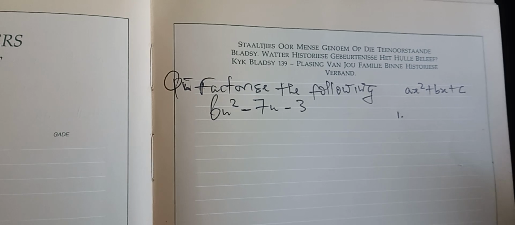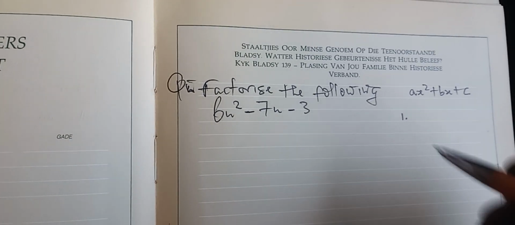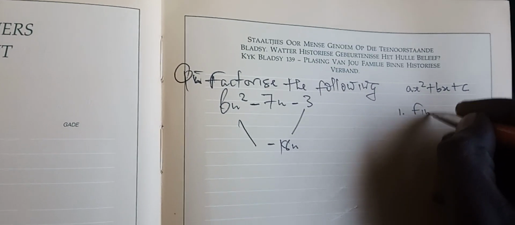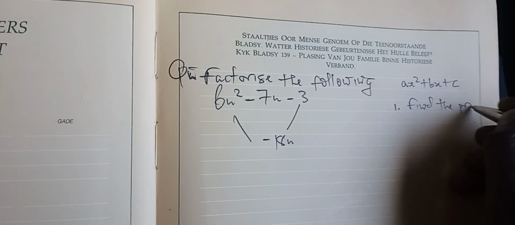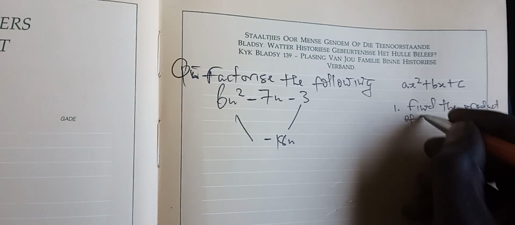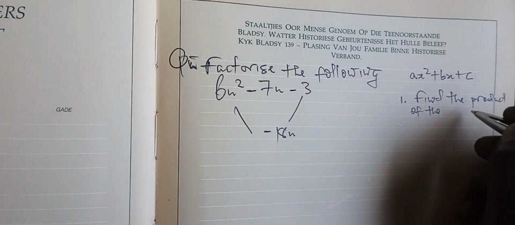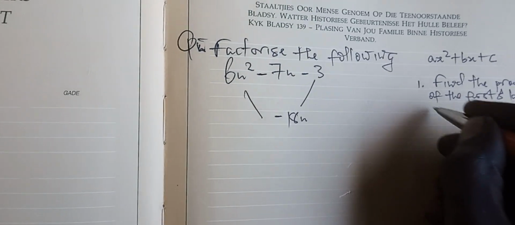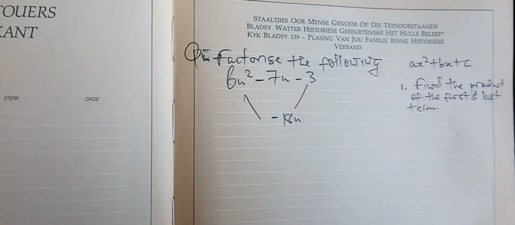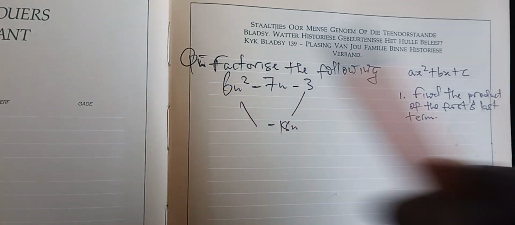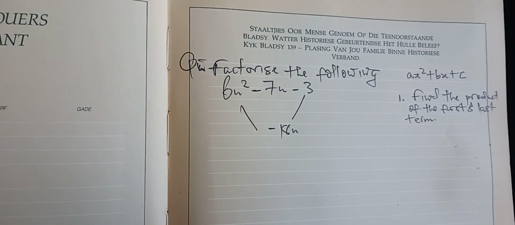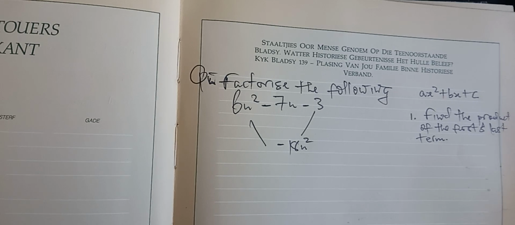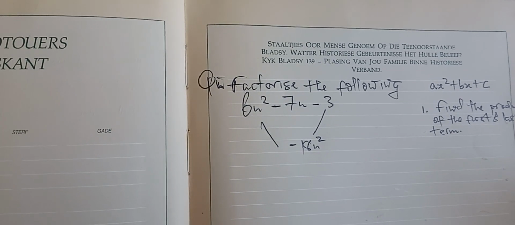And for us to factorize the quadratic expression, the first step is to find the product of the first term and the last term. And in this scenario, if we say 6n squared multiplied by negative 3, we are going to get a negative 18n squared. This is the product that we want and the first step that we are supposed to do.